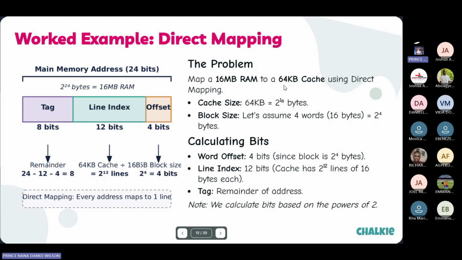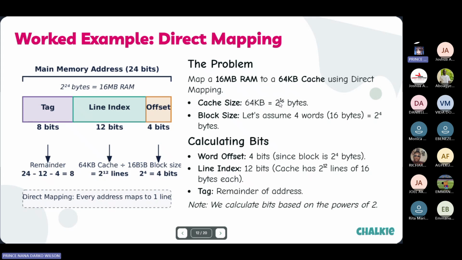So let's see how this works and then I'll explain it as we go. First off, we consider the cache size. The cache size has been given to be 64 kilobytes. So the first thing you want to do is convert that into bytes. Remember, converting it into bytes will mean that we'll be able to look at it in bit form.